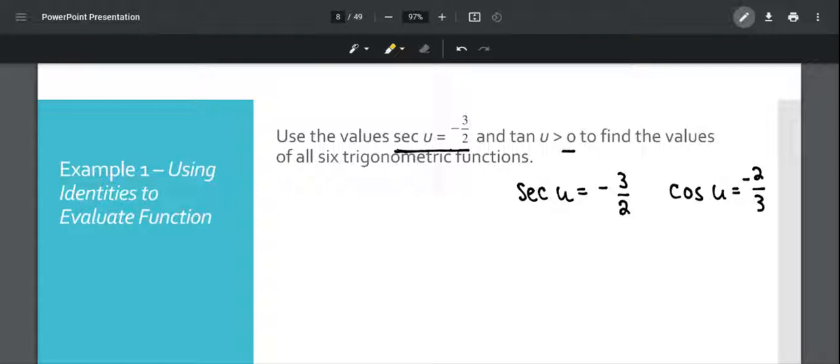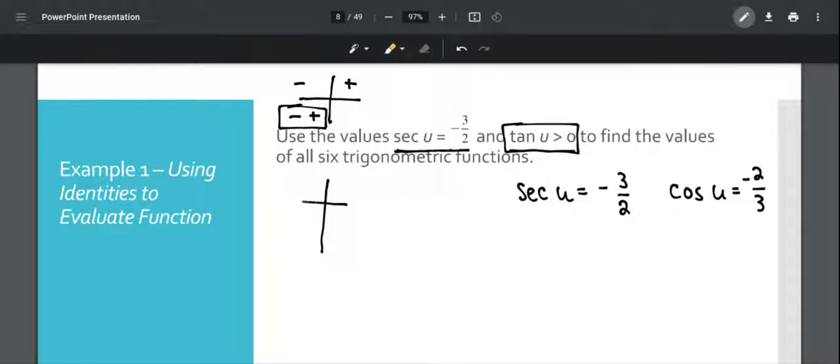Something you need to think about is here they tell you secant is negative and tangent is positive. So if we're thinking about the unit circle, you have to determine what quadrant secant, which would mean cosine too, would also be negative. So remember, cosine is negative in the second and the third quadrant. And then we need to figure out what quadrants tangent is going to be positive. And tangent's positive in the first and the third. So since we have both of these in the third quadrant, we're going to draw a triangle in the third quadrant.